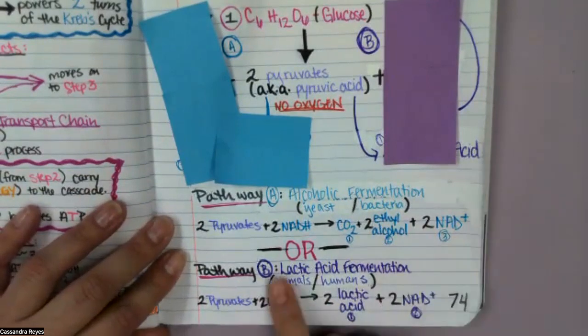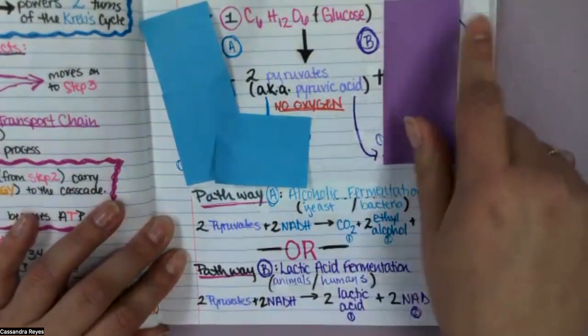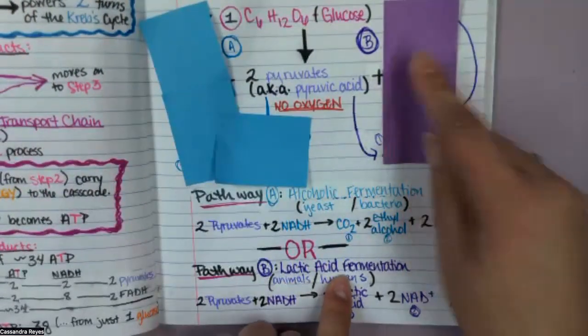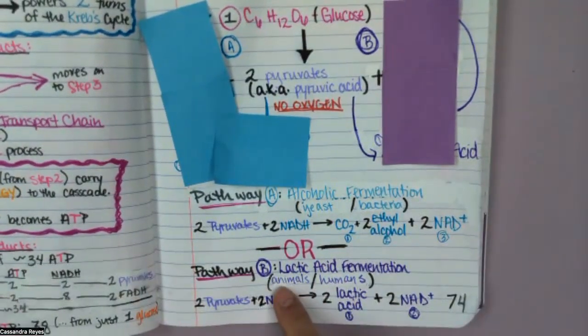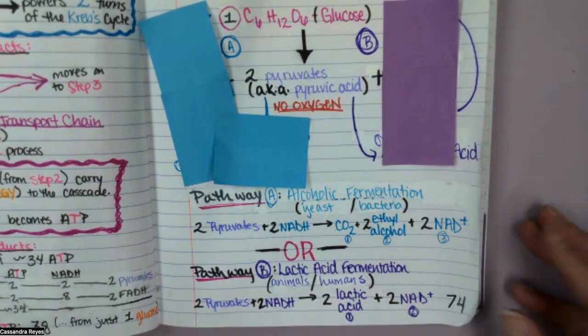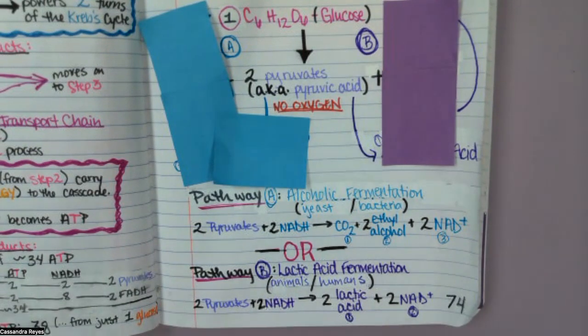Okay. But anyways, pathway B, let's talk about pathway B. Now, pathway B is known as lactic acid fermentation, and it's going to occur when you have animals or humans, okay? So if you're an animal or a human, which I think you are considering you're in my class, right? If you're an animal or a human, you are going to go through the process of lactic acid fermentation.